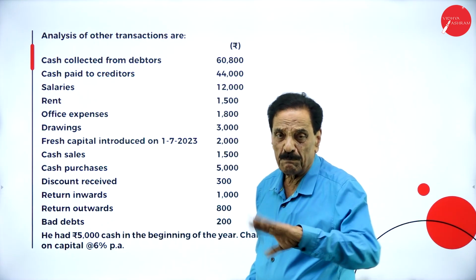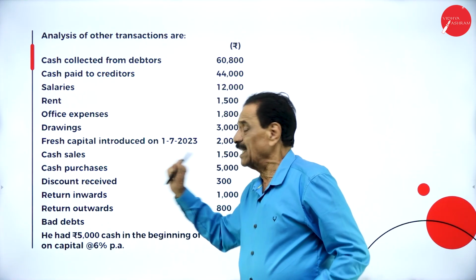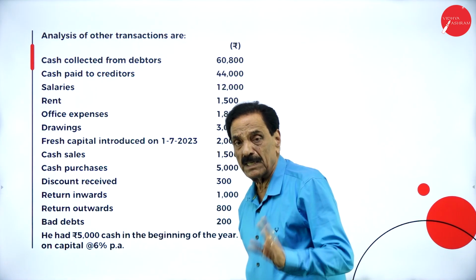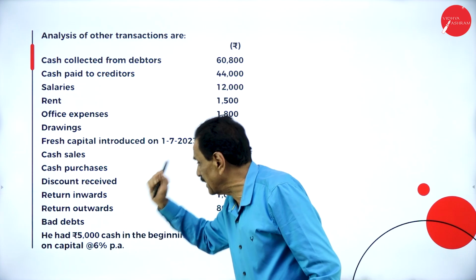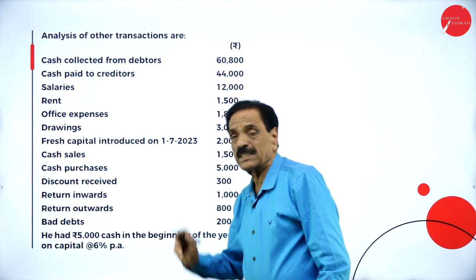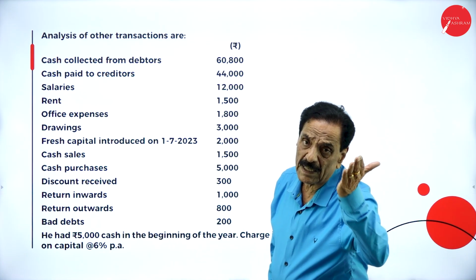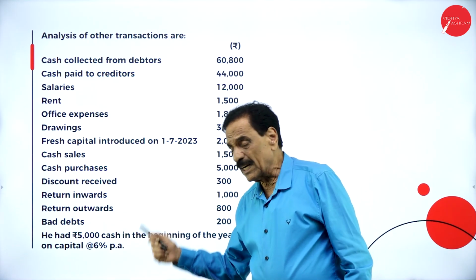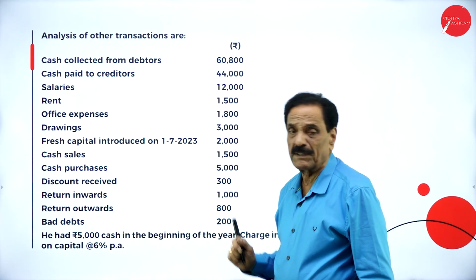Discount receipt, P&L account, credit side. Then it will come in the debtor account. Return inward means sales return. It will come in the debtor account. Return outward is a purchase return. It will come in the creditor account. Bad debt will come in the debtor account, credit side, then P&L account, debit entry.